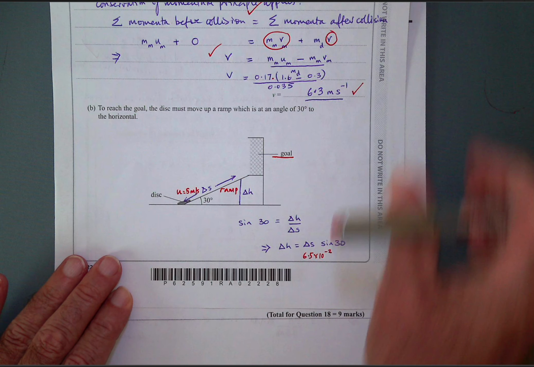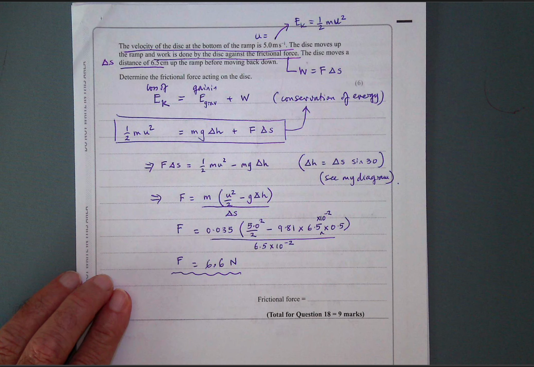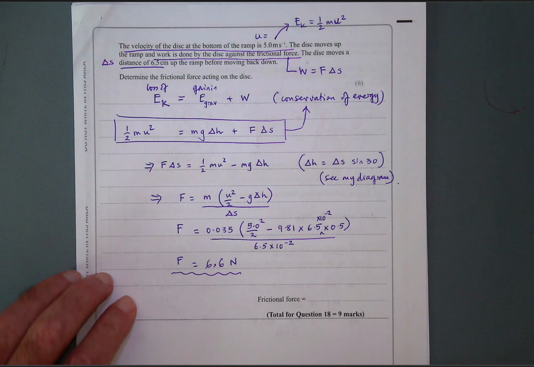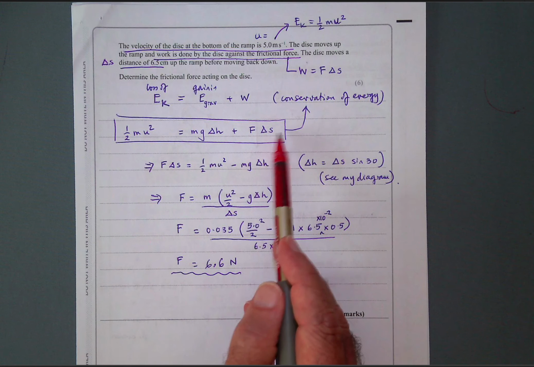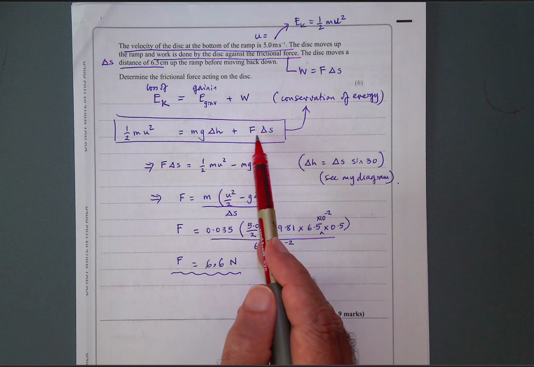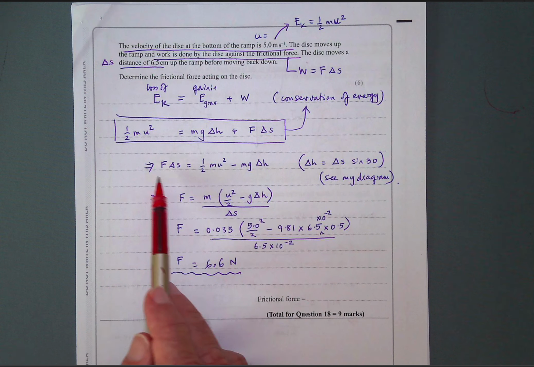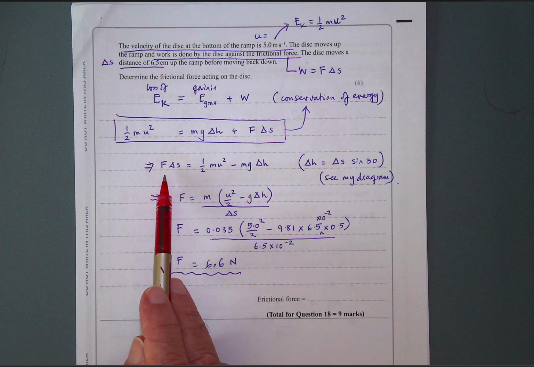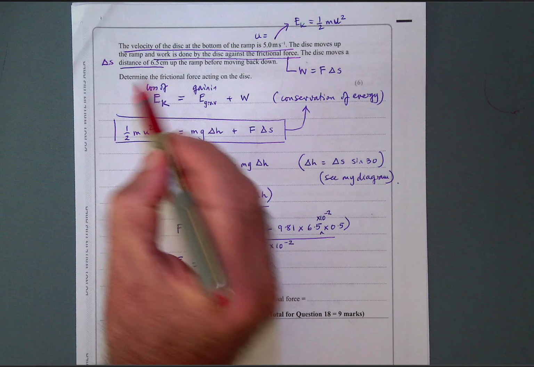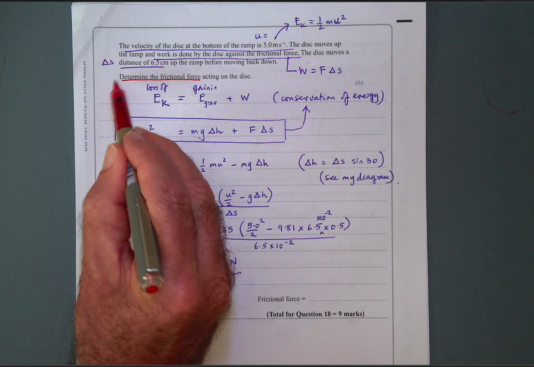And by the way, sine 30 is always half, so they like using that number in exam questions. And F delta S is the work done by the friction or against the friction. So that's what's happening conceptually. Then we can show the equation for F, remember we want to determine the frictional force. So that's what we want to do.